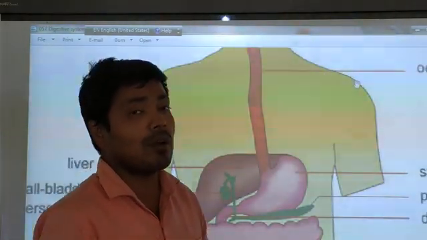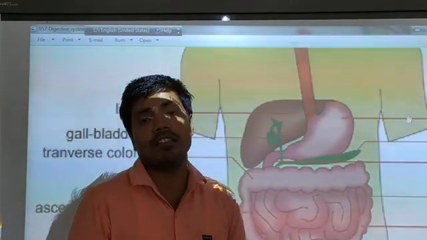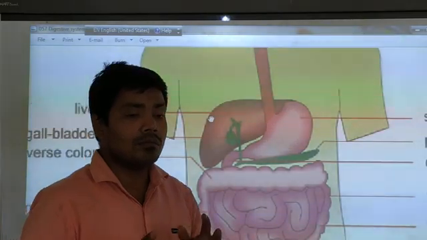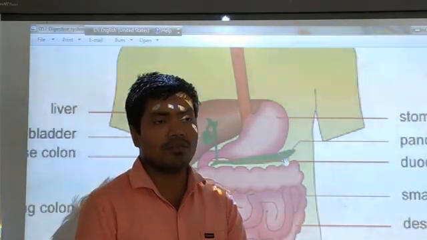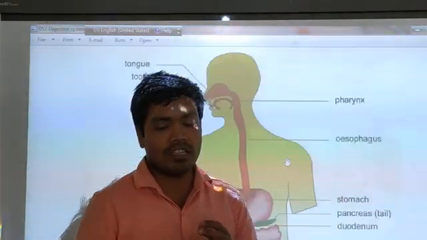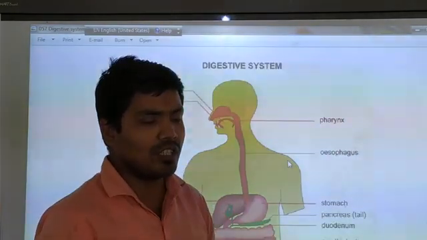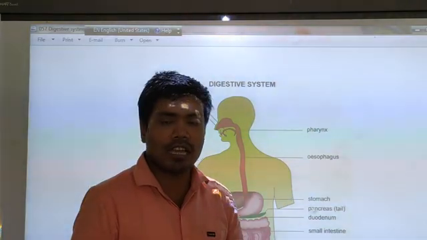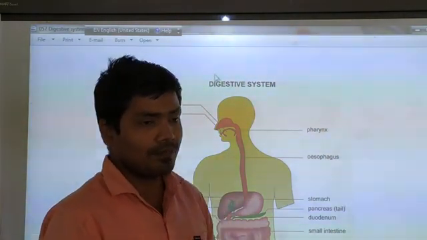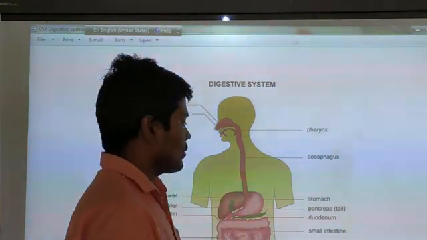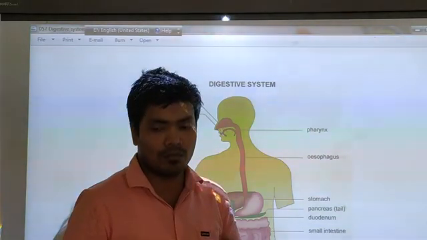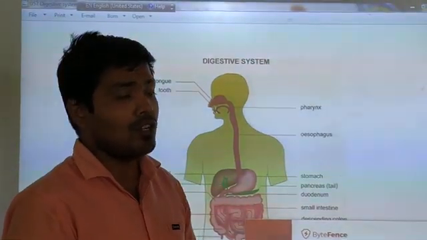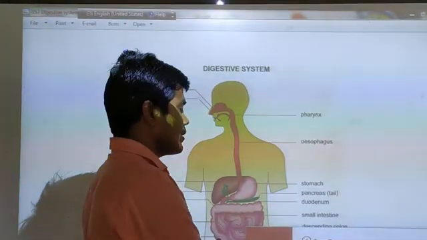In the small intestine, food is digested, and the digested food's extract, that means the energy, that means the nutrients, are absorbed by the walls of the intestine and go to the blood. The rest, that means the wastage of the food, the remains of digested food, goes to the large intestine.